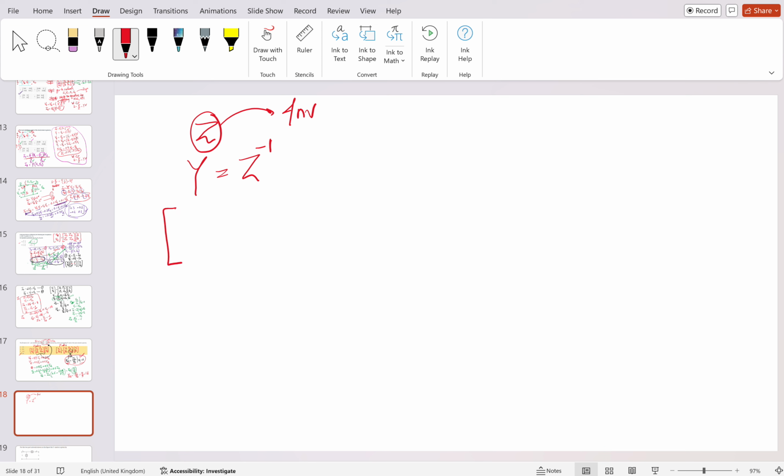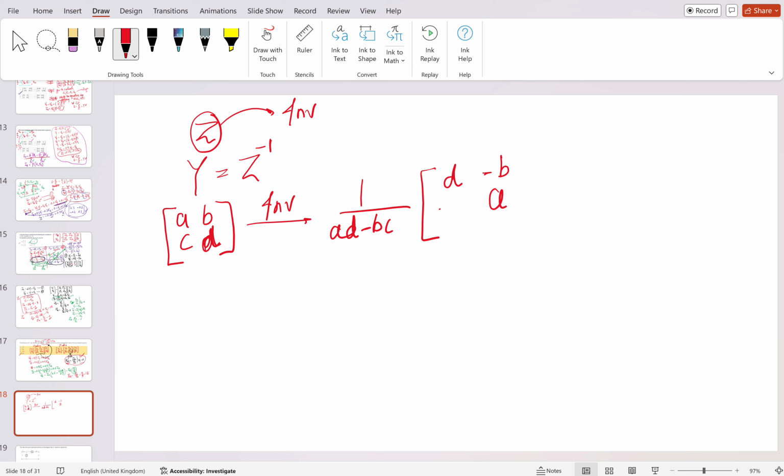Suppose you have the 2 cross 2 matrix A, B, C, D and you want to find the inverse of that. There is a simple trick: 1 upon AD minus BC, which is the determinant of that matrix. And here you have to exchange the diagonal elements, D here and A here, and negate the off-diagonal elements, minus B and minus C. So this is basically the inverse of that matrix. Let's apply it in this problem.